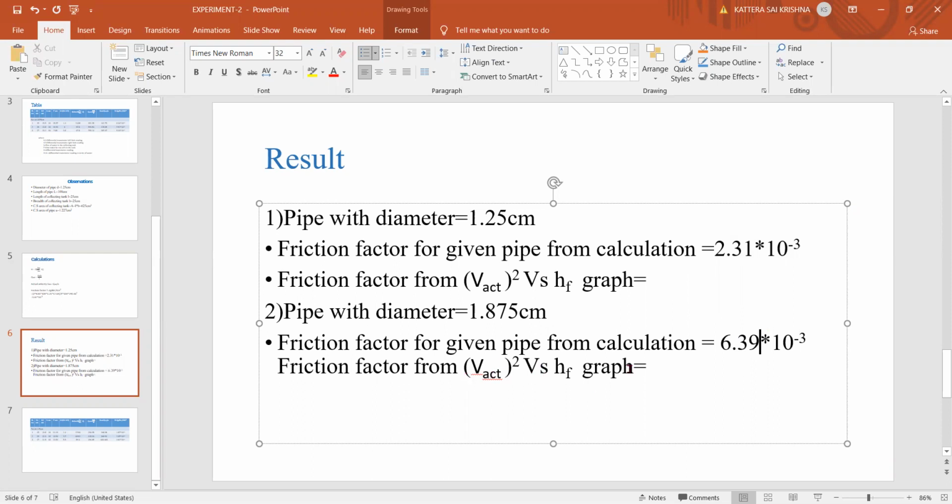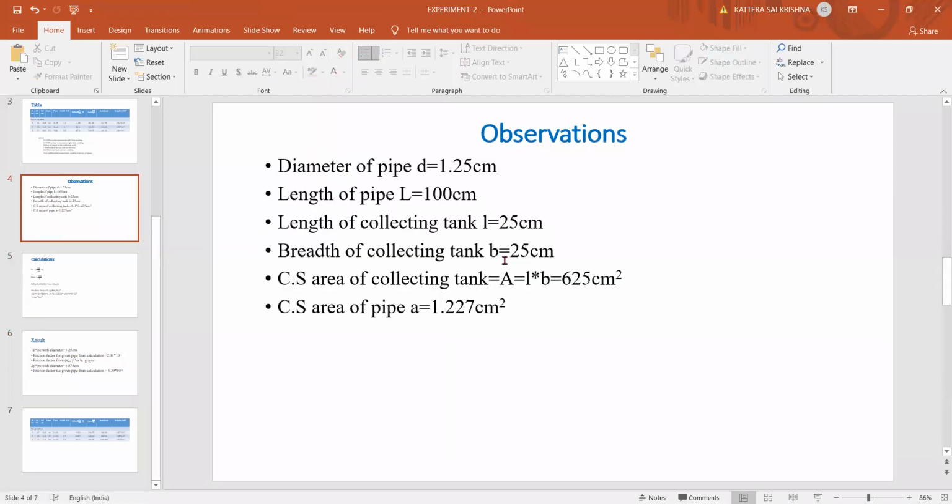Similarly, in the same way, you need to draw one more graph or no need. For one you show, for this one no need. So one graph is enough. The same concept can be applied here also to find the friction factor from the graph. For one pipe you do either this one or this one. Okay, so this completes our experiment calculation part also.